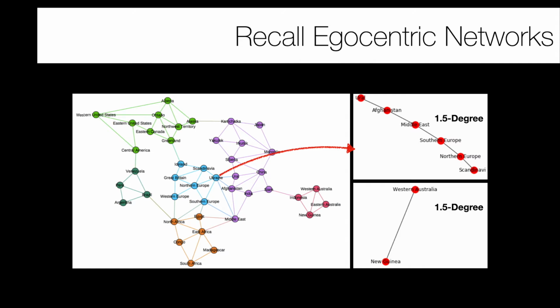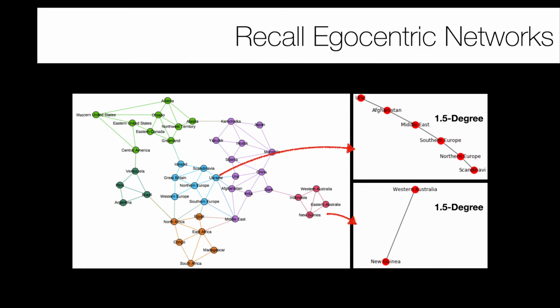And we ask, well, what are all the neighbors of Ukraine, and how are those neighbors themselves connected to each other? And that gives us the 1.5 degree ego network. So we see neighbors of Ukraine include Scandinavia, Northern Europe, Southern Europe, Middle East, Afghanistan, and the Ural Mountains. And we can do the same thing for any other node in the graph.